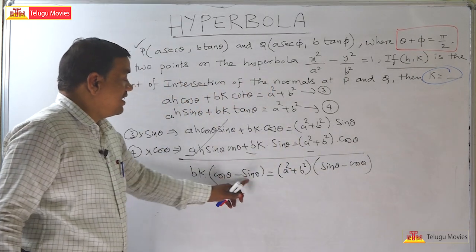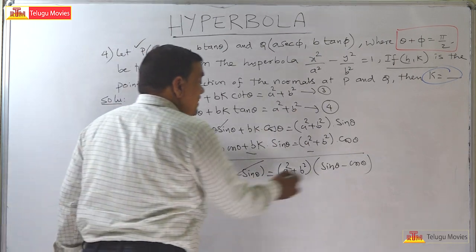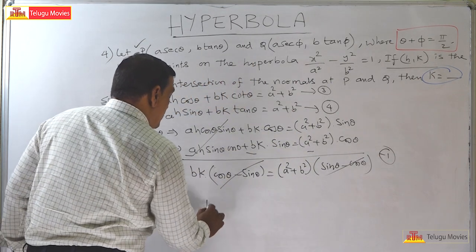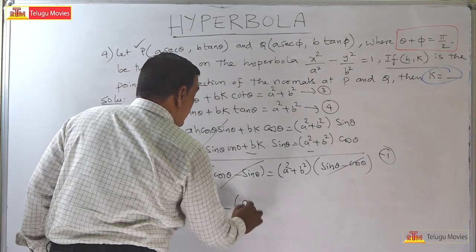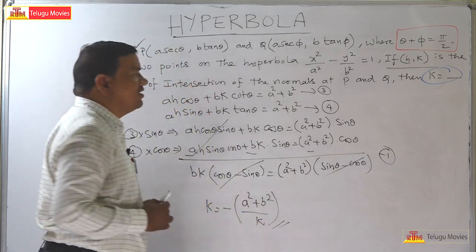Here cos theta minus sin theta is there, here sin theta minus cos theta is there. You can cancel, of course there remains minus 1. Therefore k is equal to minus of a square plus b square by k. This will be your final answer.